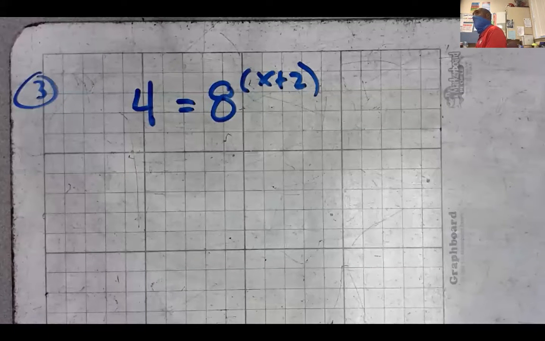Change which one? The 12, you said? Oh, to log form. I still want to do the same base. So what could we change it to? You guys at home, any ideas? You guys in here too, anybody?